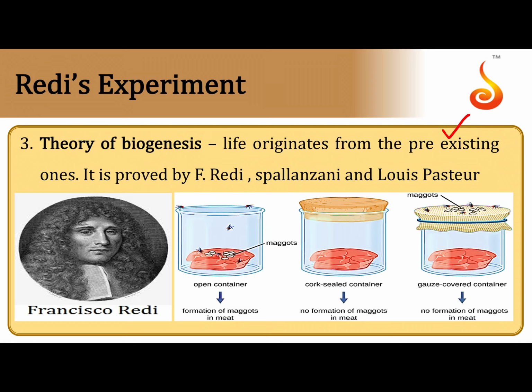You can think of it as how a cell came into existence. If a cell is existing today, there must have been a mother cell from which it came. So life originating from pre-existing life is the theory of biogenesis.